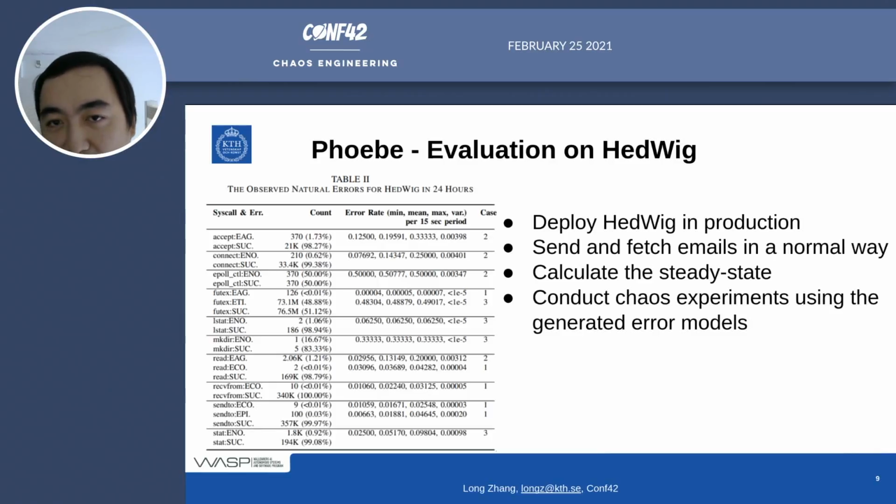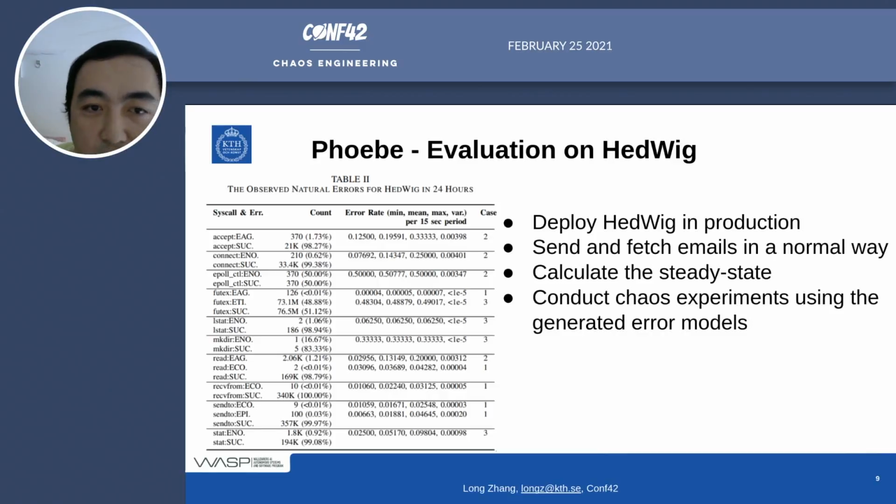For example, this Hedwig. Hedwig is an email server. So as I showed during my demonstration, we deploy Hedwig into production, and then we use Hedwig to send and fetch emails in a normal way. So we can calculate the steady state, of course, and we can also have some realistic traffic there. And then, based on the sending and fetching emails, the number of failures, etc., we can know how the system behaves without injecting any errors. But based on our observation, we can still observe some errors that naturally happen in production.